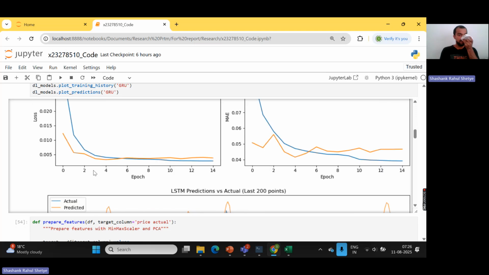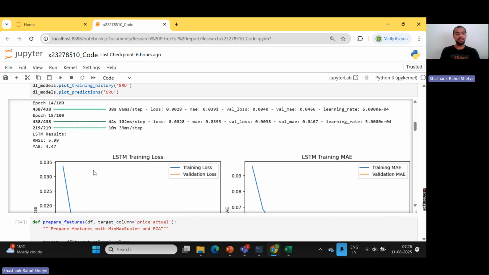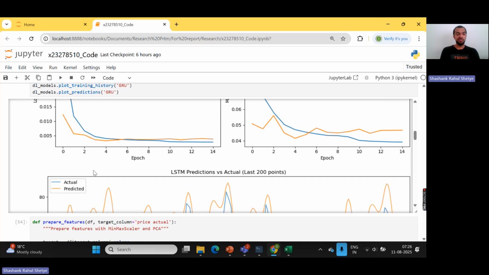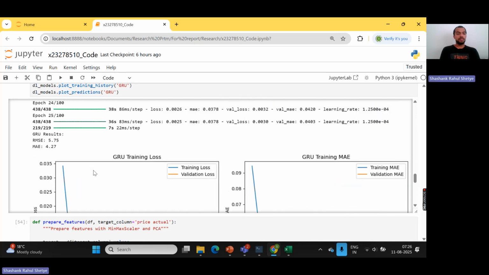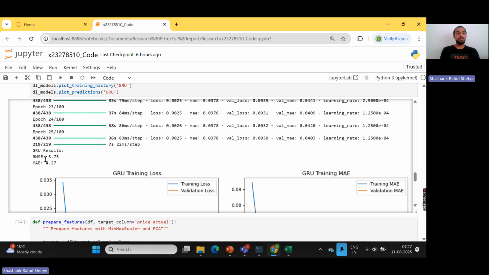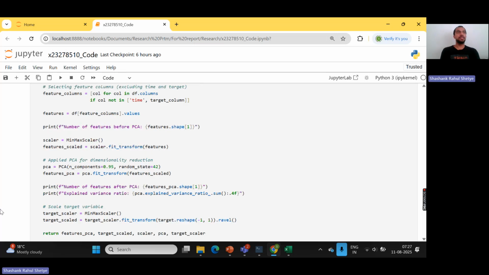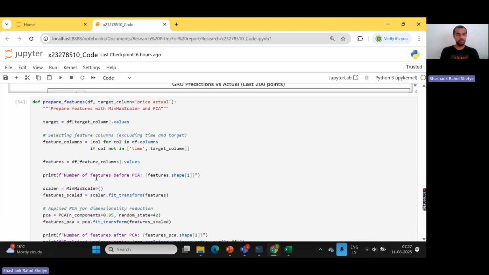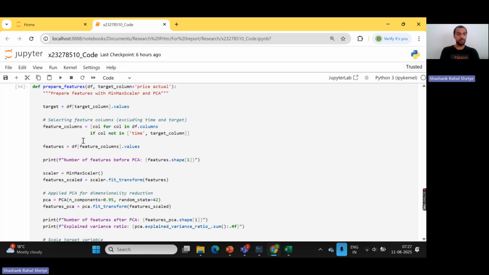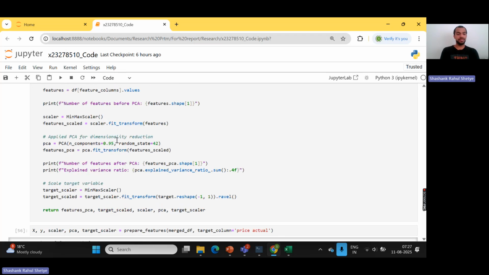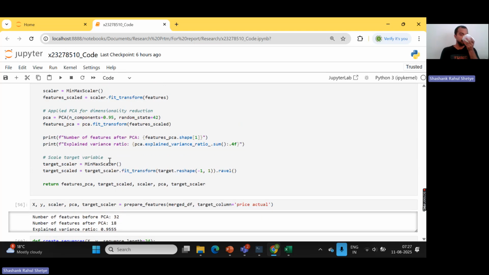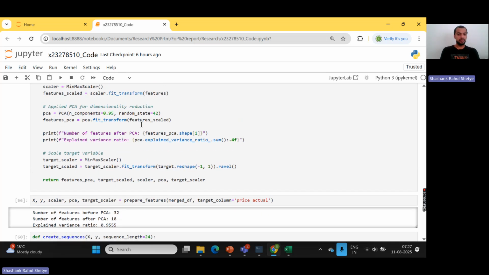For the LSTM, I got an RMSE of 5.99 and MAE of 4.47. And for the GRU, the RMSE score was 5.75 and the MAE was 4.28. While applying the CNN-LSTM model, I performed min-max scaling and after that PCA for dimension reduction at 95% with a random state of 42.